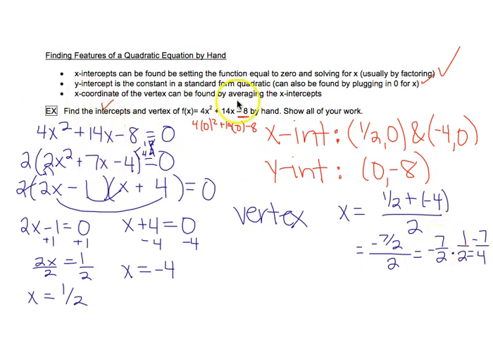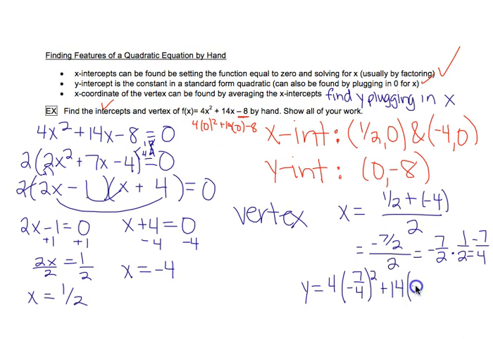So we find the y by plugging in the x. So that means this is the x-coordinate of my vertex. If I want to know the y, I have to plug in -7/4 to my equation. So 4 times (-7/4) squared plus 14 times (-7/4) minus 8.